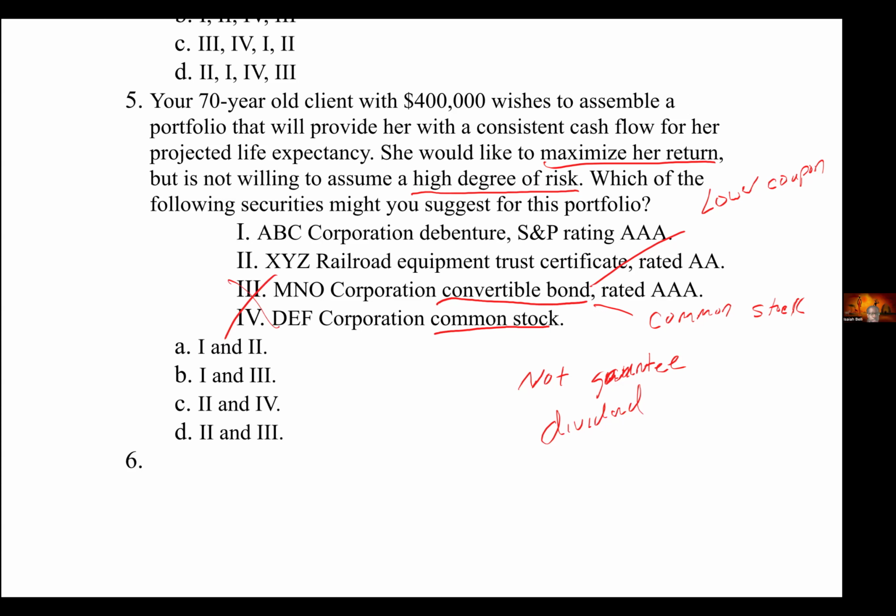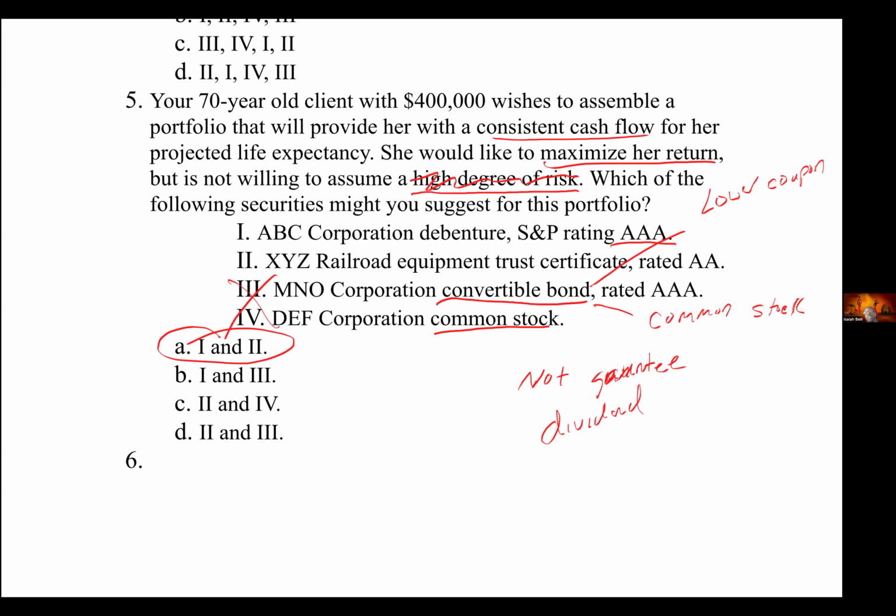The debenture, again, is unsecured debt. It has AAA ratings. Because it has that good credit rating, that puts her at ease with the risk. This is going to pay every 6 months, so that's going to be a consistent cash flow. And the railroad equipment trust is also the same thing. It takes down the risk because it's secured, has a AA rating, maximizes the return, and also has a consistent cash flow. So A will be the correct answer here, right?